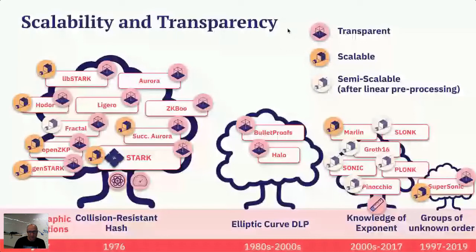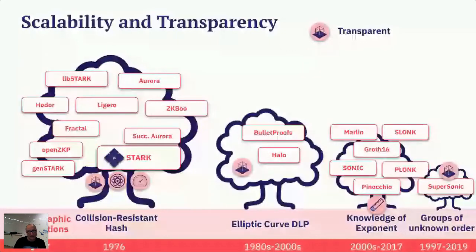So we give the transparency prize to a bunch of systems, right, there are several systems out there that share the transparency prize. And then scalability is more nuanced, right? Look back here, some of the systems are, some are not, some are semi-scalable.